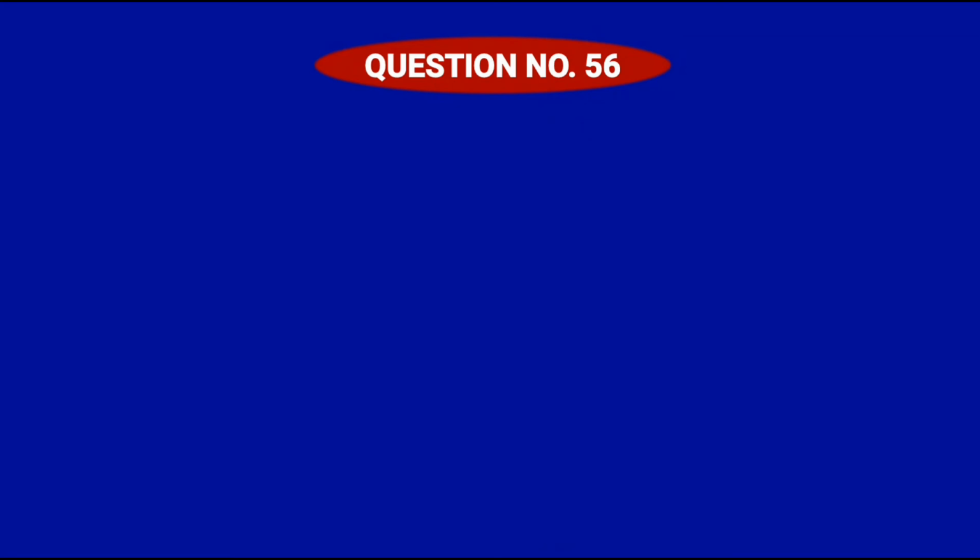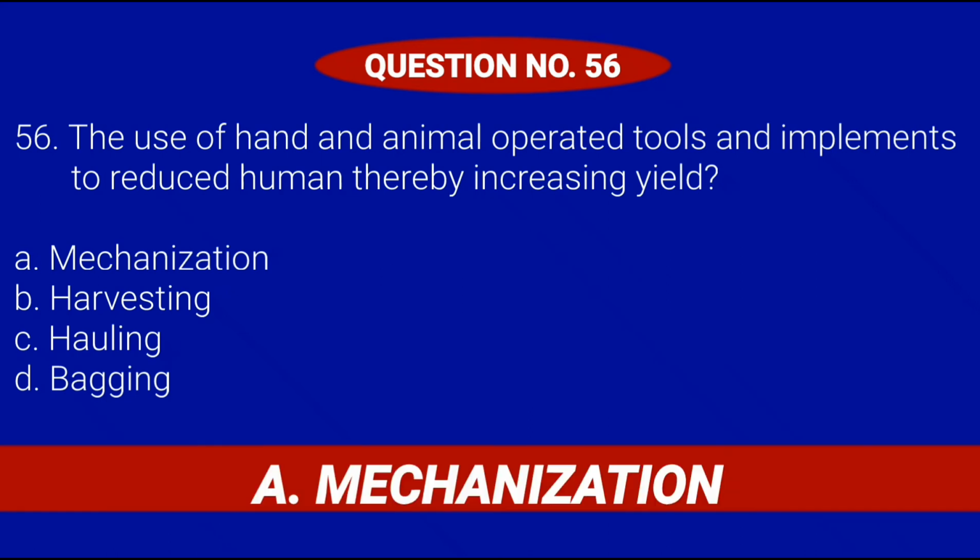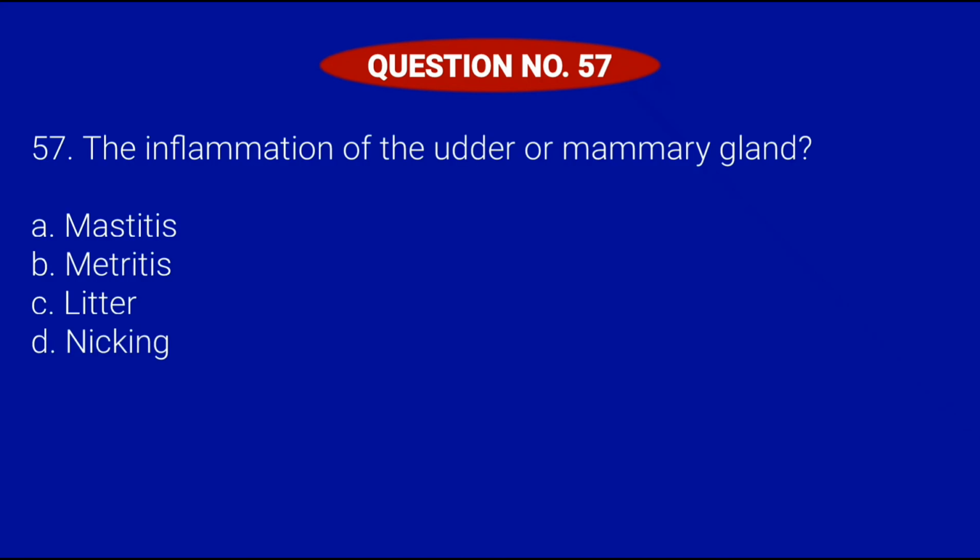Question number 56. The use of hand and animal operated tools and implements to reduce human labor, thereby increasing yield. Letter A. Mechanization. Letter B. Harvesting. Letter C. Hauling. Or letter D. Bagging. Correct answer is letter A. Mechanization.